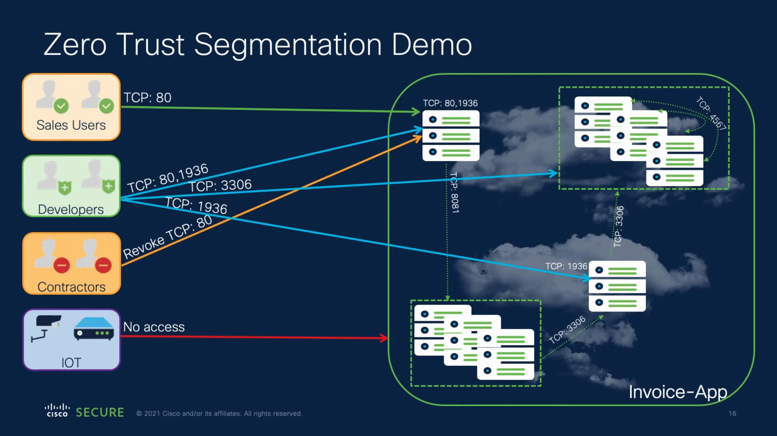That the sales users can only have access to the web tier of the application. We need to allow developers web tier, management tier, monitoring tier, and database tier for the invoice application. We need to revoke contractor access to the web tier of the application. We need to make sure that no IoT device has access to the production applications.